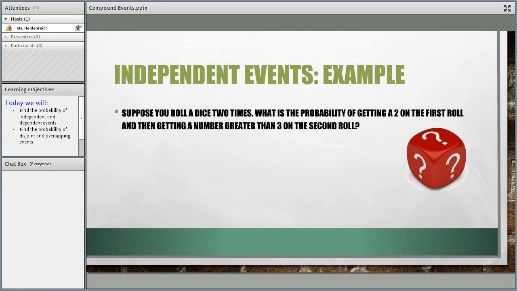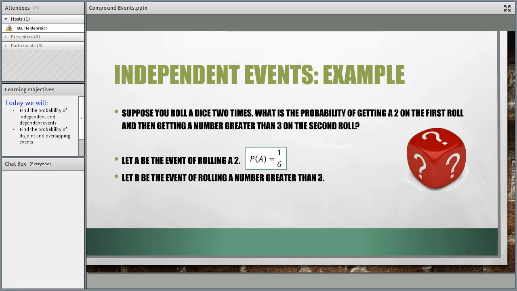Here's an example. Suppose that you roll a die 2 times. What's the probability of getting a 2 on your first roll and then getting a number greater than 3 on the second roll? Because this is a die, we're not dealing with two events that affect each other. When we roll our second roll, it doesn't really matter what we got on our first roll. So let's first find the probability of rolling a 2. We know that there's only one 2 on the die and there are 6 numbers, so the probability of rolling a 2 would be 1 over 6.